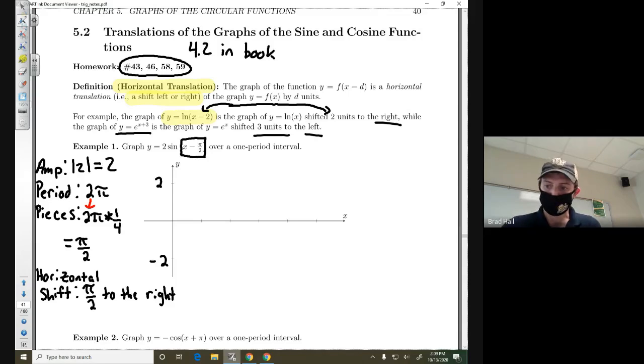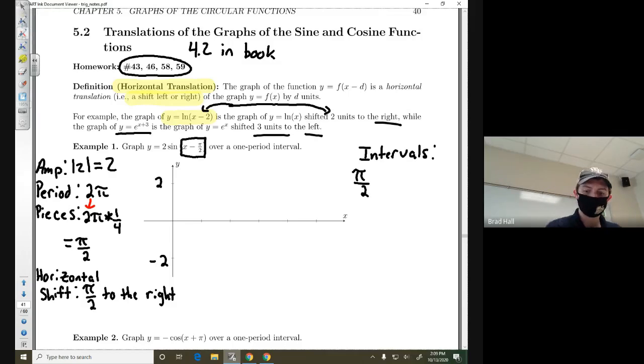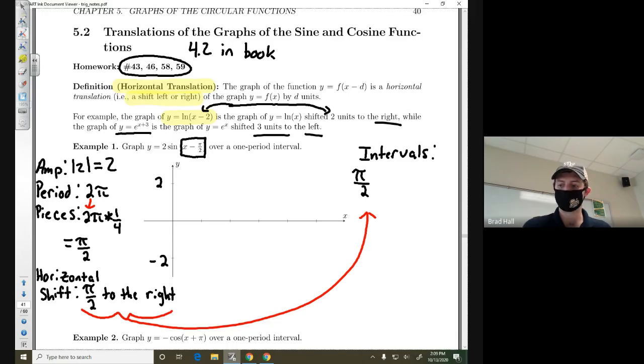So my way of denoting the intervals is now we're not going to start with 0. We're used to starting with 0 every time. Now we're going to start with pi over 2. Why pi over 2? That's the horizontal shift. This is why. It's not coming from the pieces. It just so happens that, in fact, let me just draw this down here so I have more room.